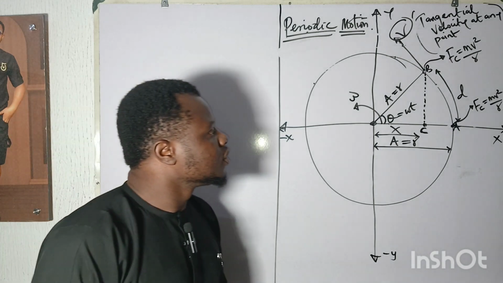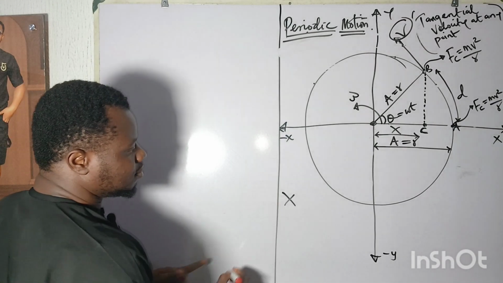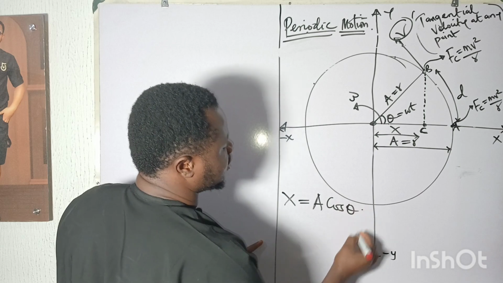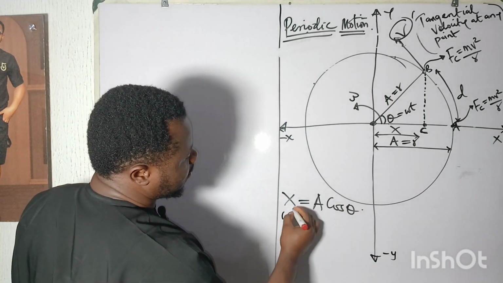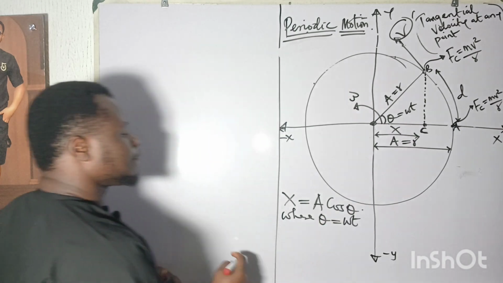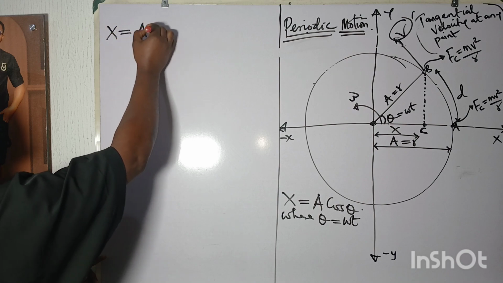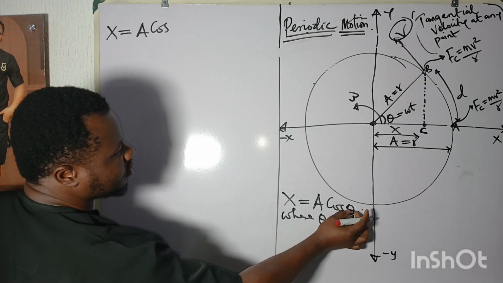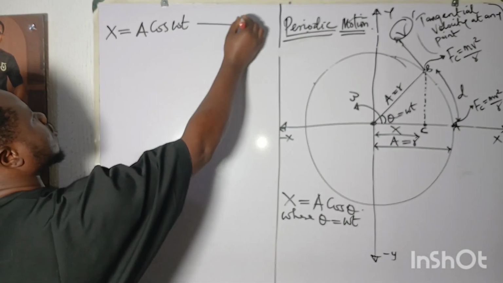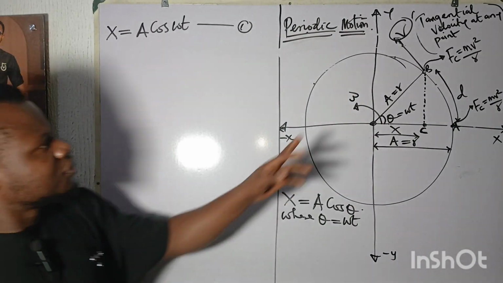Now remember we said that x, which is the displacement, is given as A cos theta, where theta is equal to Wt. Now let's substitute. We are going to have that x is equal to A cos of this theta, which is Wt. We start from here. Call this equation 1. Now we are looking at the velocity.